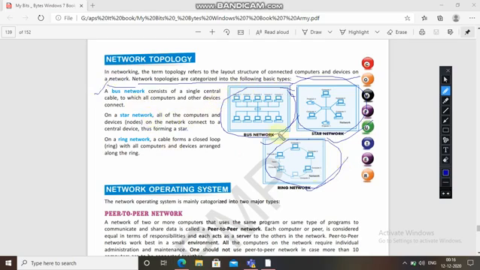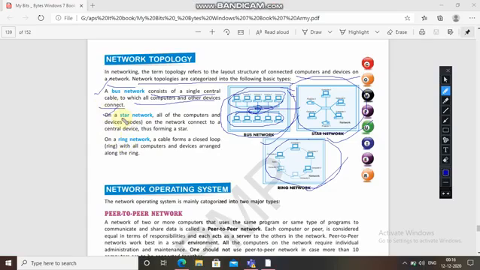This is also a design structure, how they are connected. As you can see, a bus network consists of a single central cable to which all computers and other devices connect. It has a central cable from where all the other devices are connected. So this is a bus. It has a center, like a driver driving the whole bus, and at the back the passengers are sitting in a line. Now star.